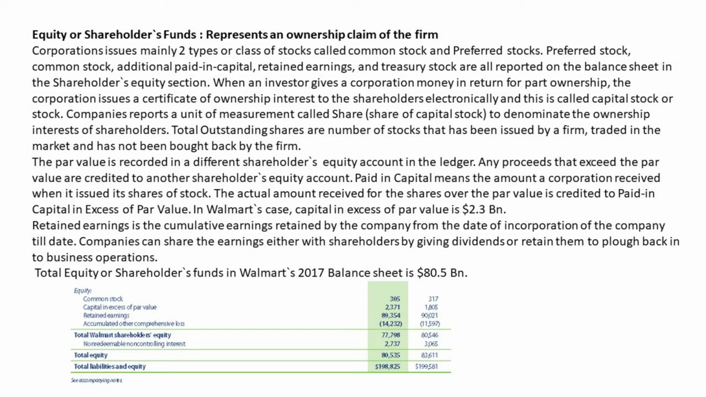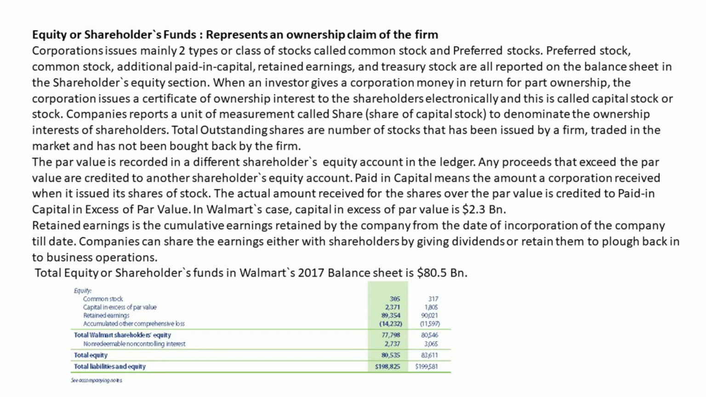Typically, the par value is recorded in a separate shareholders' equity account in the ledger. Any proceeds that exceed the par value are credited to another shareholders' equity account called paid in capital in excess of the common stock. In Walmart's case, the capital in excess of par value is around $2.3 billion. Retained earnings, as the name says, are earnings retained by the company cumulatively since the date of incorporation. Most often, companies retain earnings to plow back into the business to run operations or to meet capital needs over long periods for future growth.